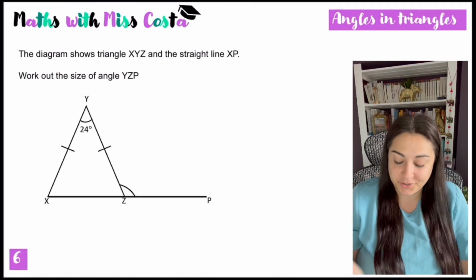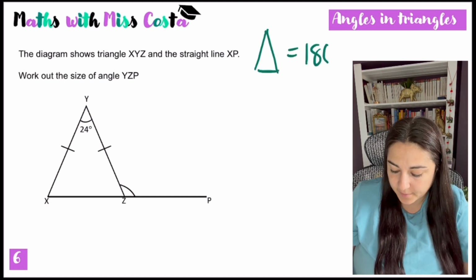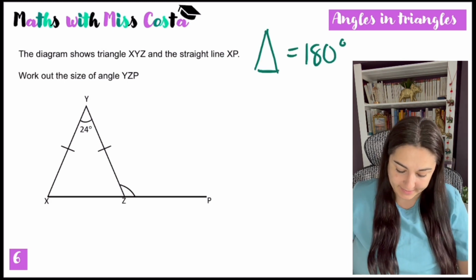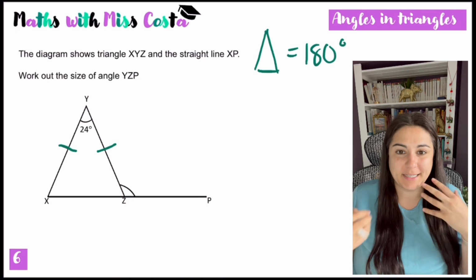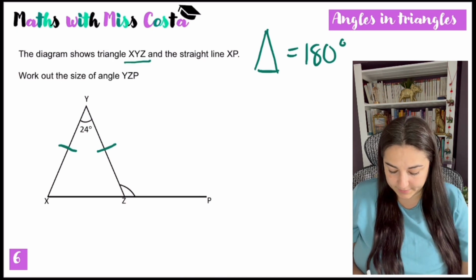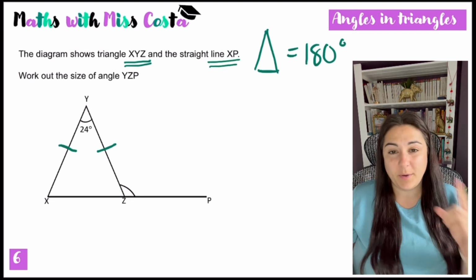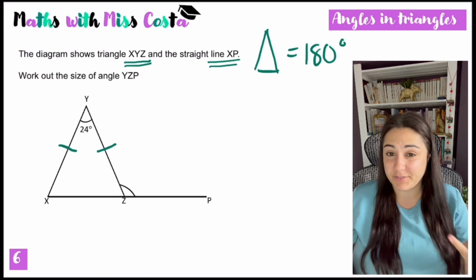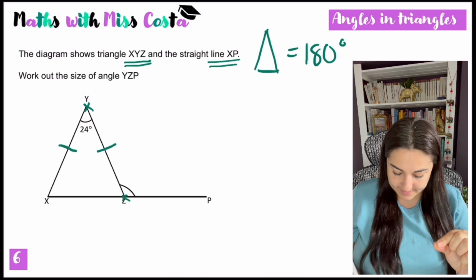Okay, so angles and triangles. Hopefully we remember that angles in a triangle always sum to 180 degrees. Also, over here, hopefully we can see that we have 2 of these little lines, which means that the sides are equal. So a diagram shows triangle XYZ and straight line XP. Work out the size of the angle YZP. Now, when thinking about what that's referring to, we start at the first letter, which is Y. Then we go to Z and P.